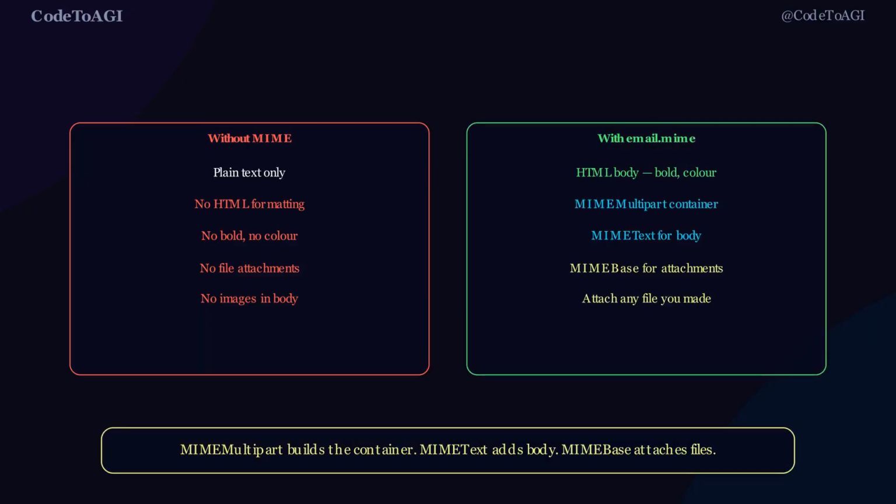Plain text emails work fine, but you can do much more. email.mime lets you build rich emails with HTML and file attachments. MIMEMultipart creates the email container. MIMEText adds the body, either plain text or HTML. MIMEBase plus encoders lets you attach any file. A PDF report, a log file, a CSV, anything your script created. The recipient opens the email and the attachment is right there.